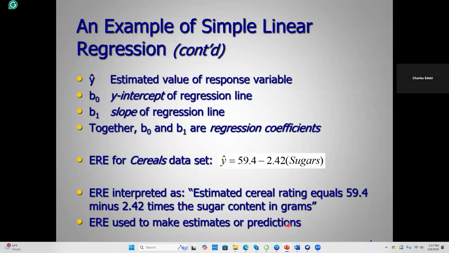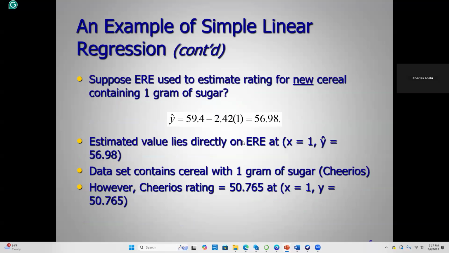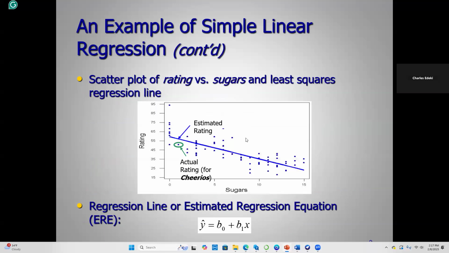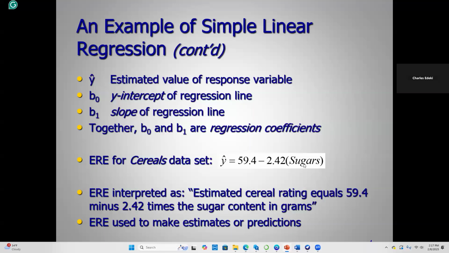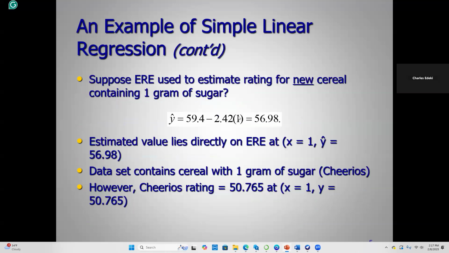Wait a few seconds if it's okay. So again, our slope is 2.42, and our y-intercept is 59.4. Okay, so that's the example again. This time we say x is 1. Since we were able to come up with this model, the sugar, which is x, can be any value and we can predict. So here we are using 1 as x, and we generate 56.98 for y-hat.